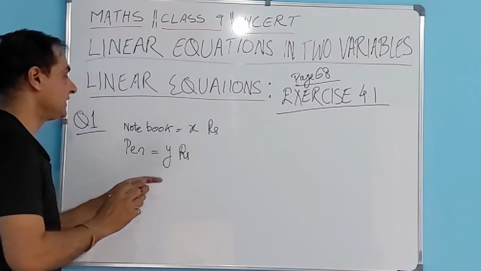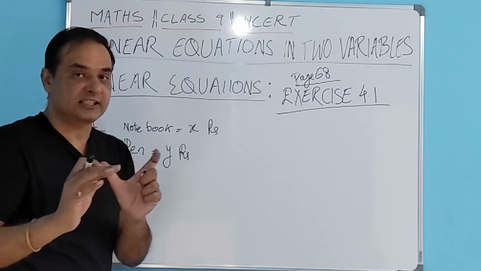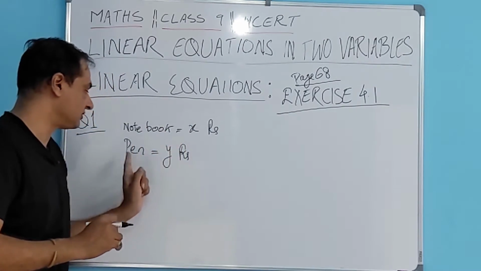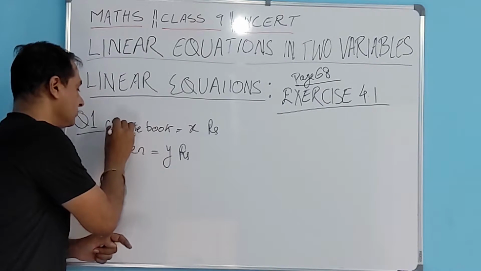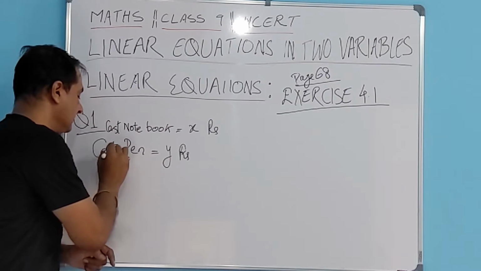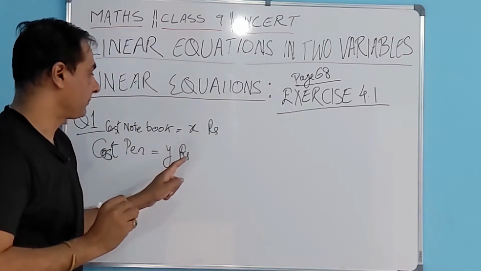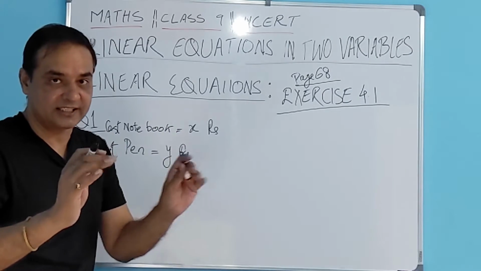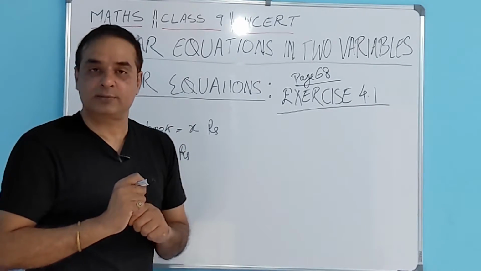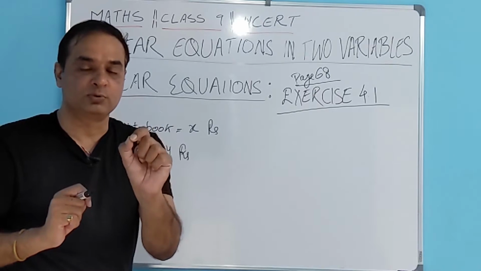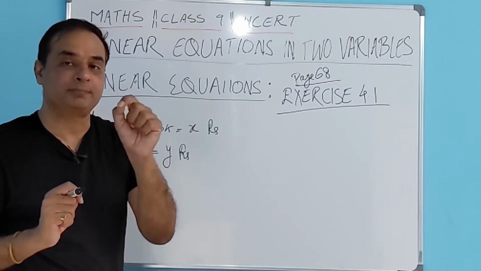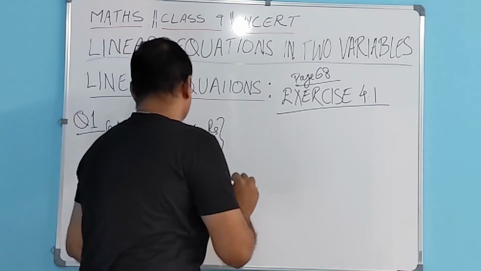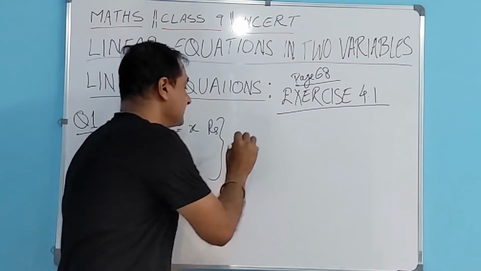So basically what we are doing is we are writing the words which are given in the word problem into mathematical terms. Cost of the notebook, x rupees. Cost of the pen is y. Now we know first of all what the variables are. We have that in place. Now let's look at this word problem again. It says the cost of the notebook is twice the cost of a pen. So which implies, what is the cost of notebook? It's x.